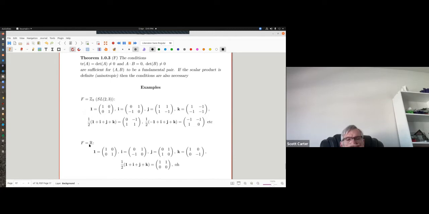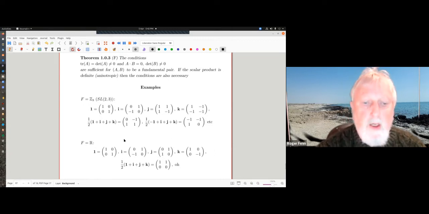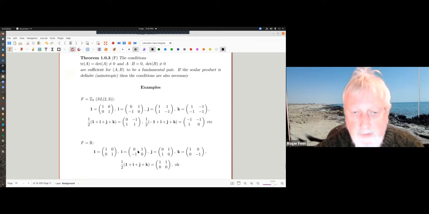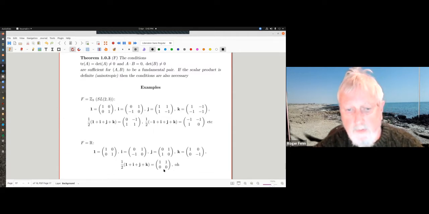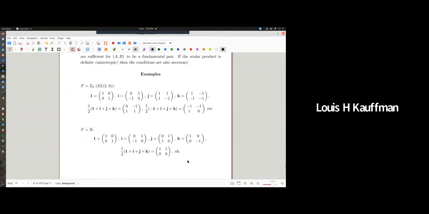You could try this with the reals, and I put I equal to this, J equal to that, K equals that. But these are what I call the real Pauli matrices because they've got real entries. I think some people also do call these the Pauli matrices, but when you try and do this I plus J plus K, you get this, which is not invertible. But it does form a monoid, sort of. Those are also called the split quaternions.